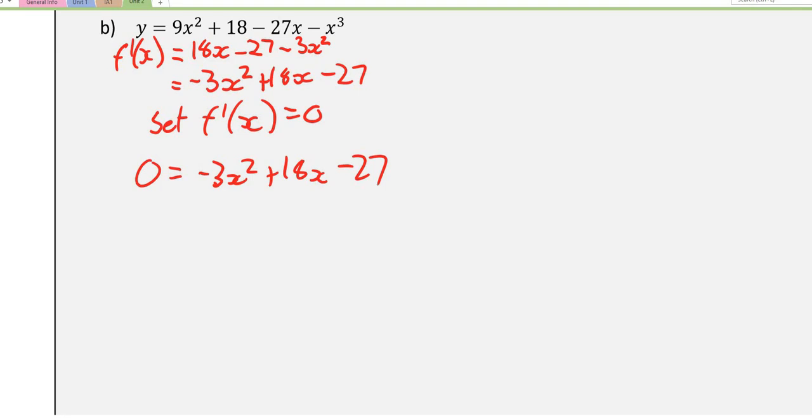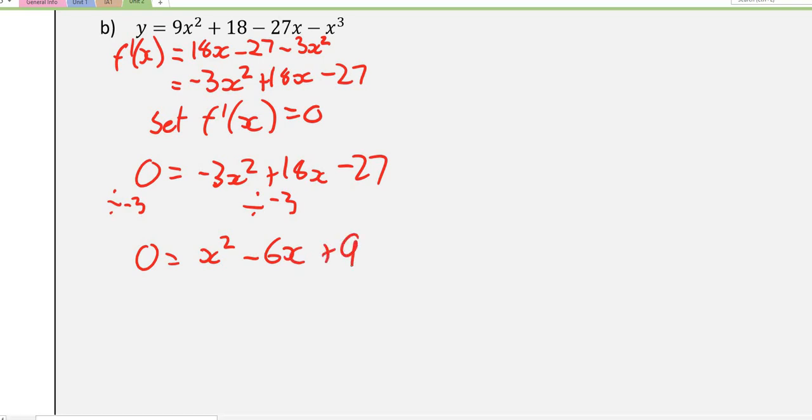Now, I'm going to do something even trickier. Can you see that 2 of my numbers are negative? It's better to have less negatives. So I'm going to factorize by negative 3. So that means the negative in front of 3 and 27 will disappear, but it'll put a negative in front of the middle x term. So I'm going to divide this side by negative 3. I'm going to divide this side by negative 3. 0 equals x squared minus 6x plus 9.